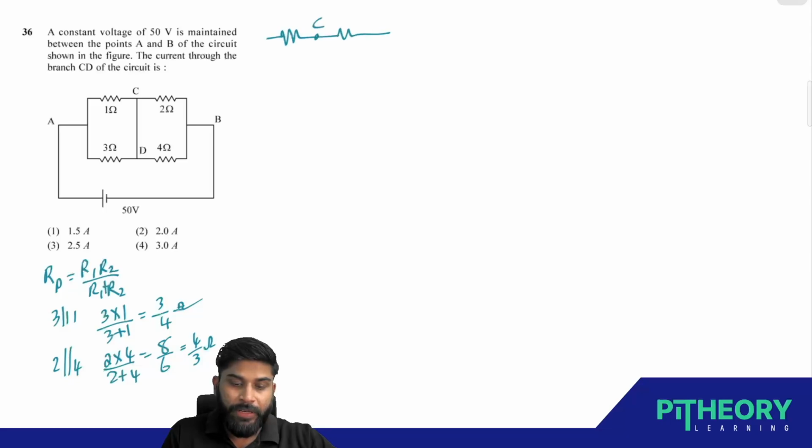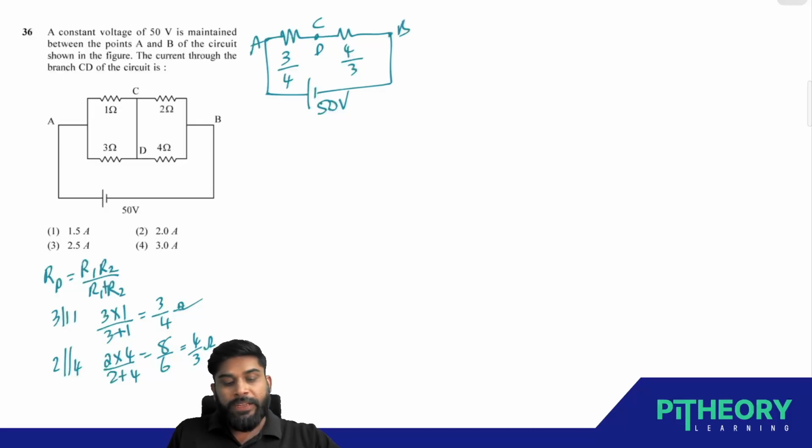This is actually the point C and D. You can connect it together. So here we have 3 by 4 and here we have 4 by 3. So those two are in series. Our circuit is now simplified to this, correct? So here we have 50 volt, and these two are the points A and B. So now we can find the equivalent of the circuit resistance. How do you find? These two are in series. So for series, we can find it just by adding these two, R1 plus R2. Correct?